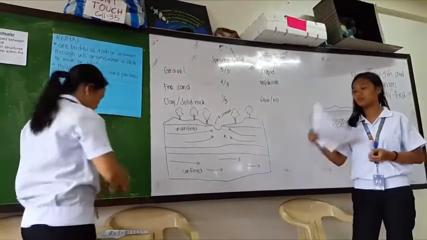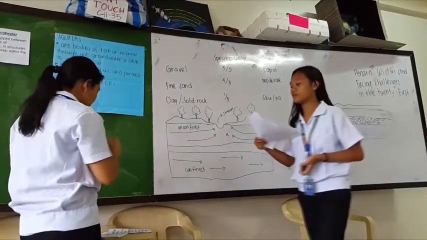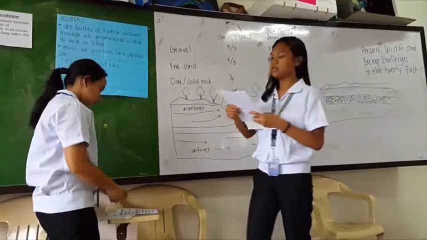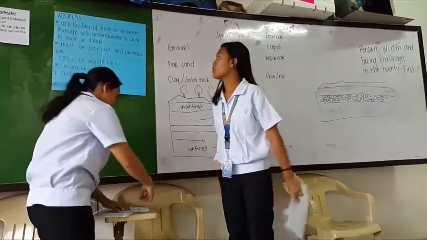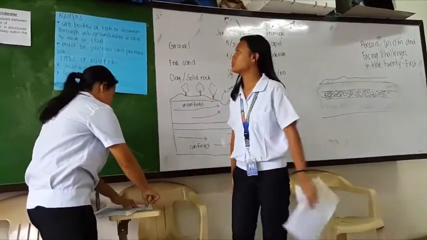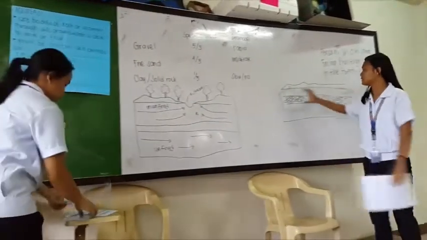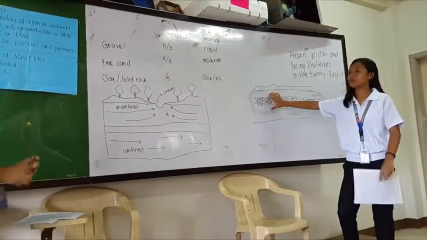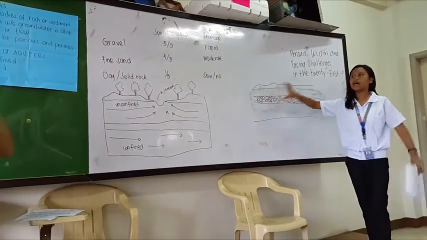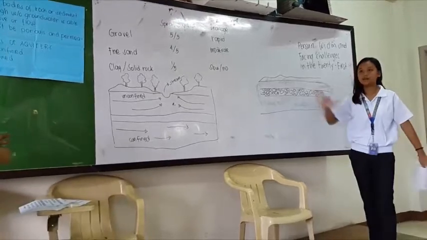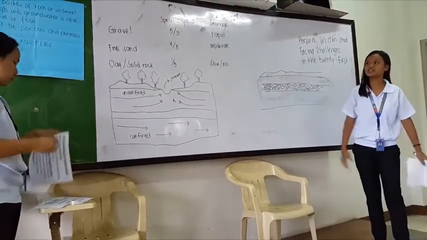Groundwater. So we're going to start with the nature of aquifers and confining units. So what is an aquifer? Aquifers are bodies of rock or sediment through which groundwater is able to move or flow. So an aquifer is an underground layer of permeable water-bearing rocks. So when we say groundwater, first, what is groundwater?